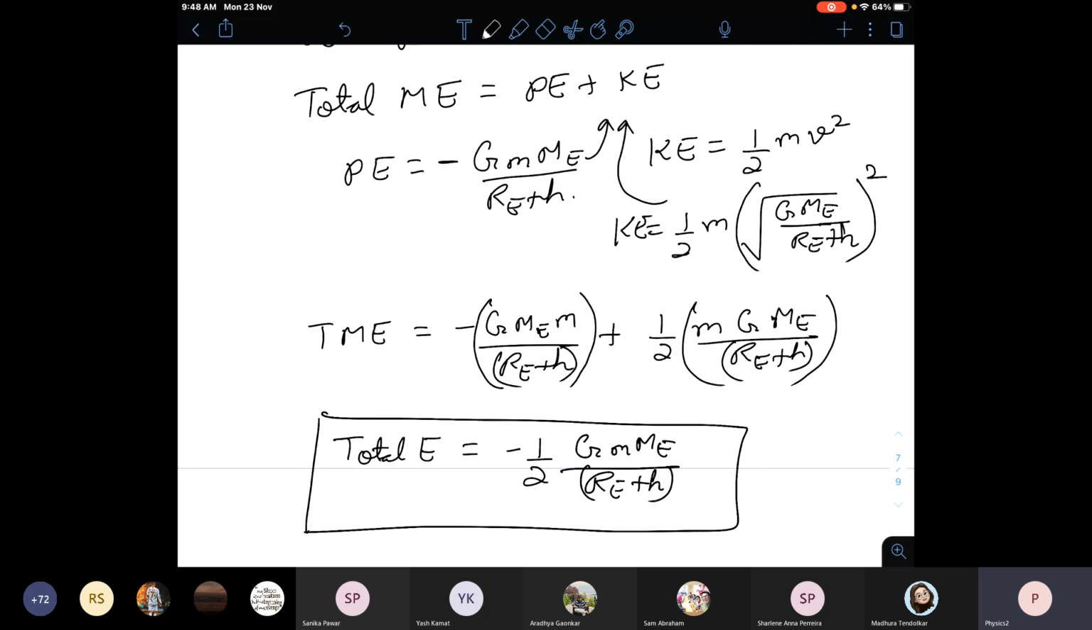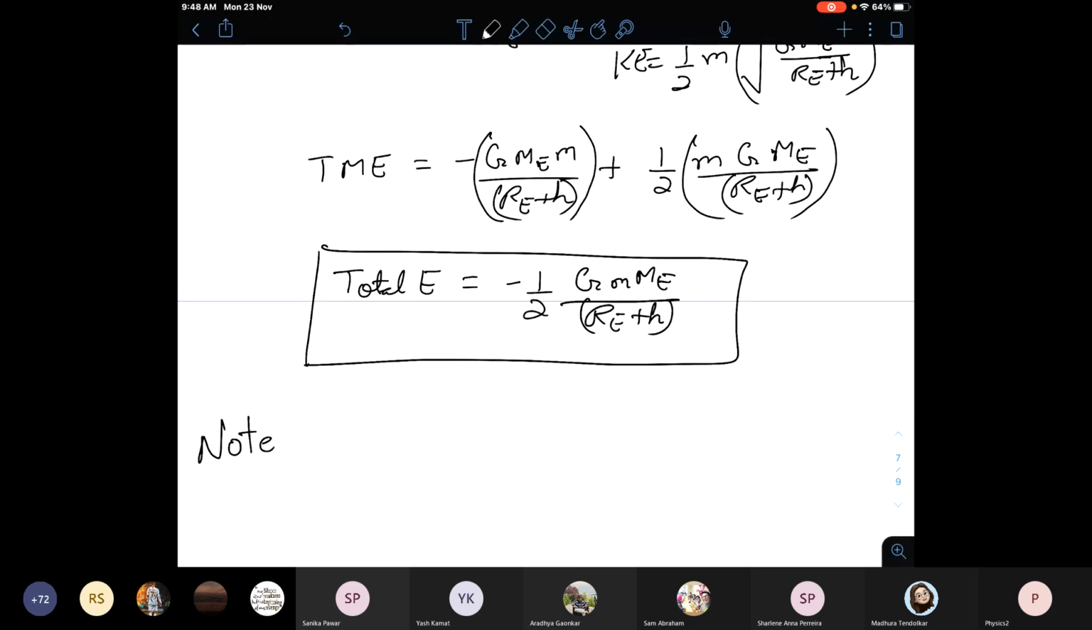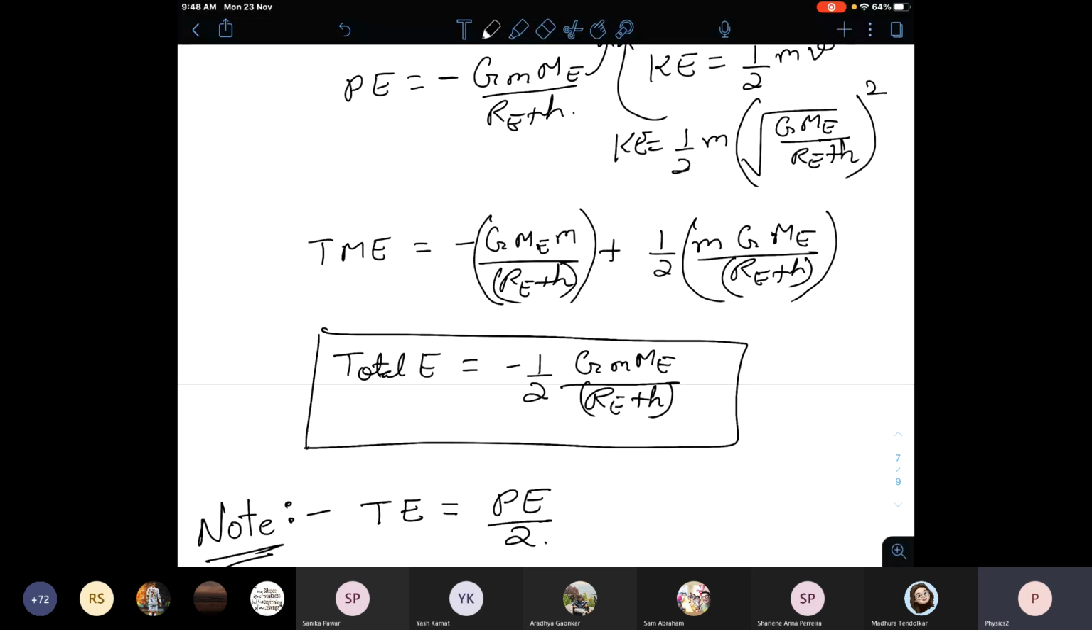So this creates a very important result also. What I just said, you can take a note also over here, that total energy of a satellite can be written as potential energy by 2. See, this is the potential energy of the satellite. If you divide it by 2, basically you will be having the same formula as total energy. So total energy can be written as potential energy by 2.